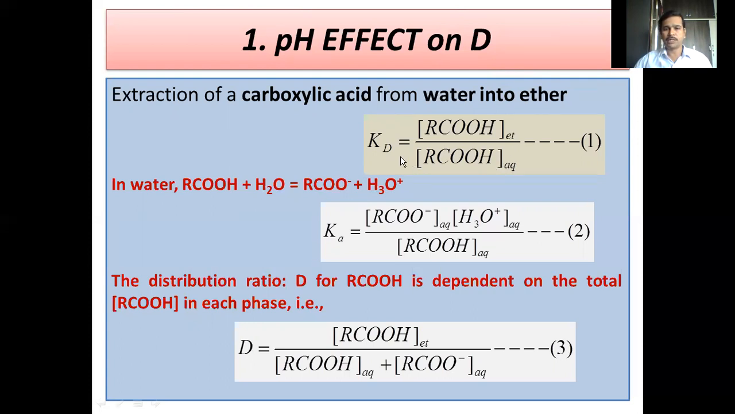this equation, that is Kd, partition coefficient is equal to concentration of the carboxylic acid in the organic layer. Here Et represents the ether. Ether is going to be the solvent which will be commonly used for the extraction of any carboxylic acid, and concentration of the carboxylic acid in the aqueous layer. So partition coefficient will be simply the ratio of concentration of the carboxylic acid in the organic to concentration of the carboxylic acid in the aqueous layer.